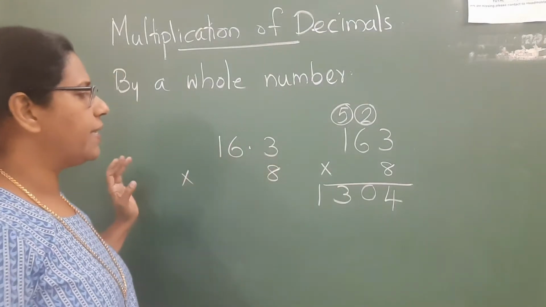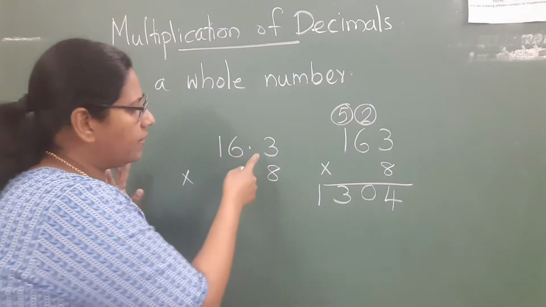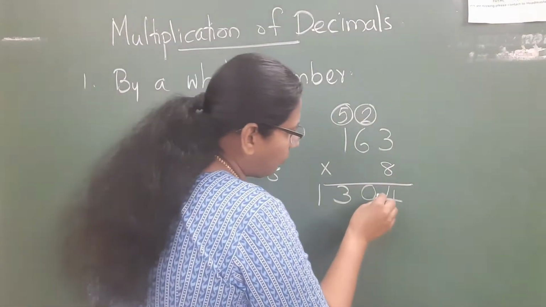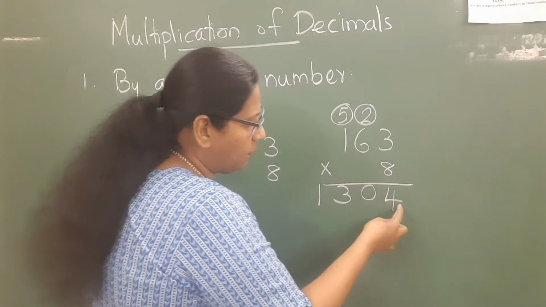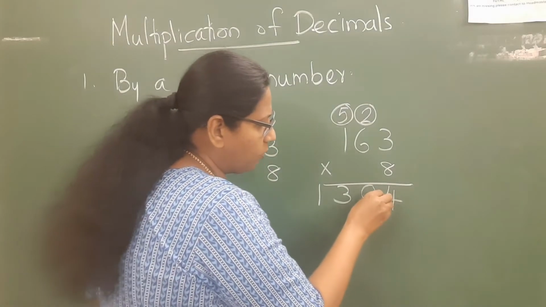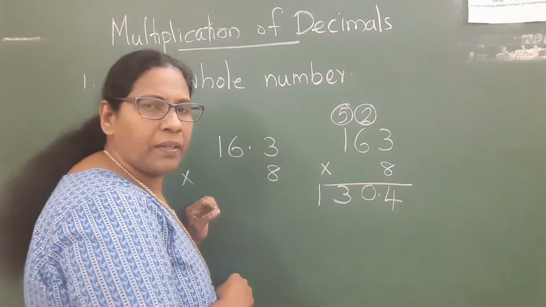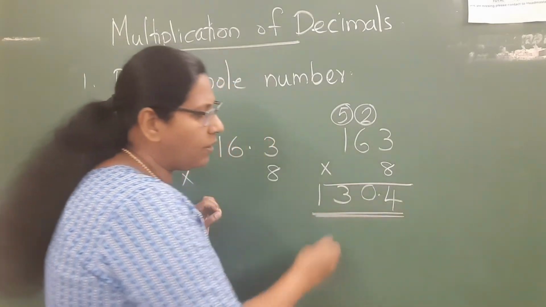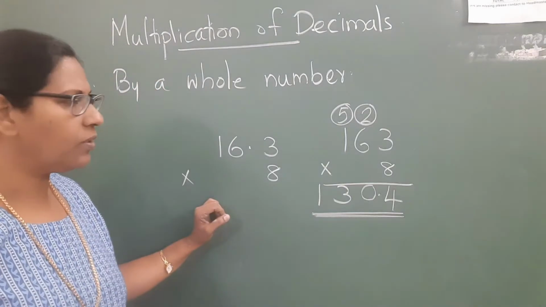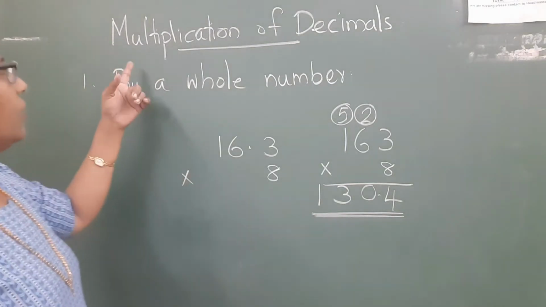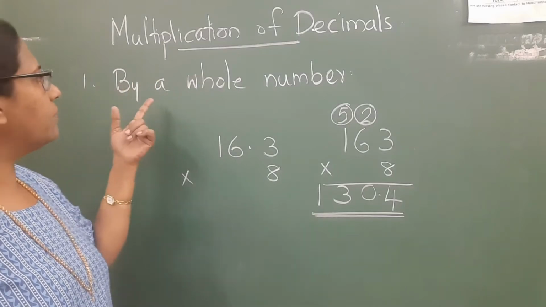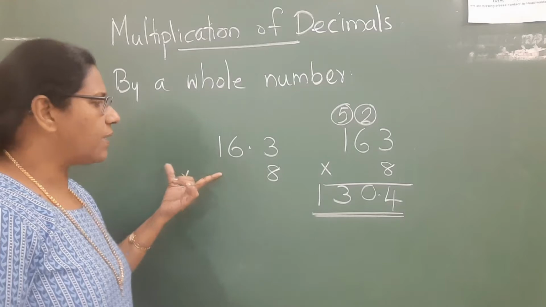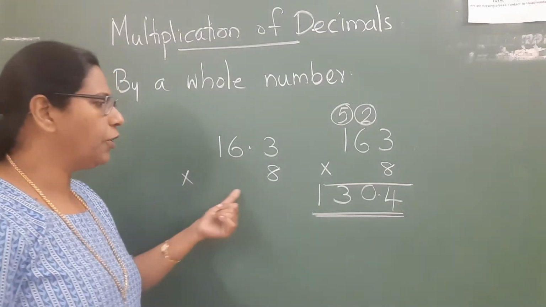Now we will see the decimal. After how many places is the decimal there? Here after 1 place. So after getting the product, we will see the place. After 1 place, we put the decimal. And then we get the answer 130.4. You understand? We are doing multiplication of decimal by whole number. So here one example, that is 16.3 into 8.